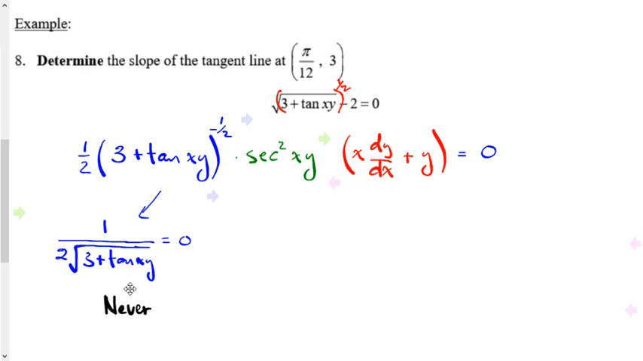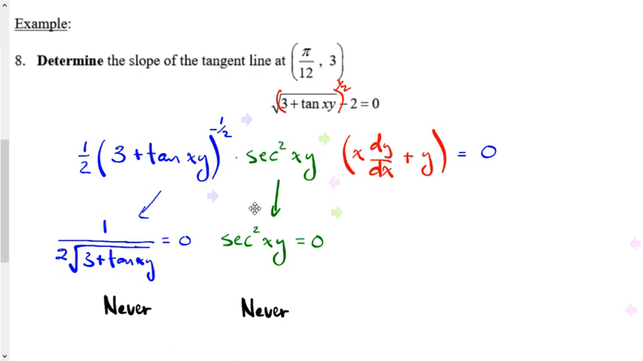Then for that middle piece, secant squared xy, when is this equal to 0? Well, a secant function is never equal to 0, because remember, secant is 1 over cosine, and so the 1 over cosine can never equal 0. And also, remember, we wanted to determine the slope of the tangent line. Neither of these two factors have a dy dx in them anywhere. So they're not going to help us figure out the derivative for this question.